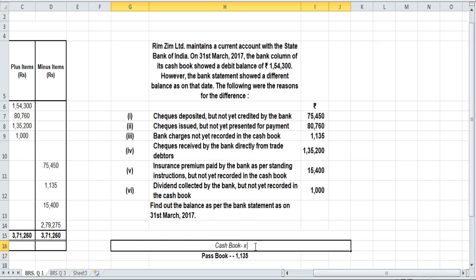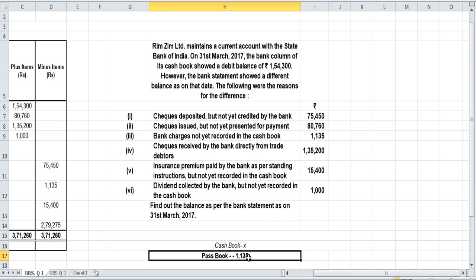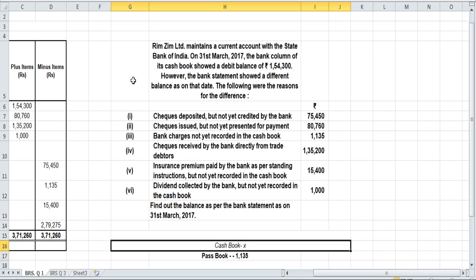What we have to move? Cash book no record. That means there is no deduction from the cash book, but we have deducted from the passbook. So we have to bring it to the passbook. So what we'll have to do here? Since we'll have to bring it to the passbook, passbook is less by 1,135. Cash book there is no deduction, no bank charges. So now we have to charge.